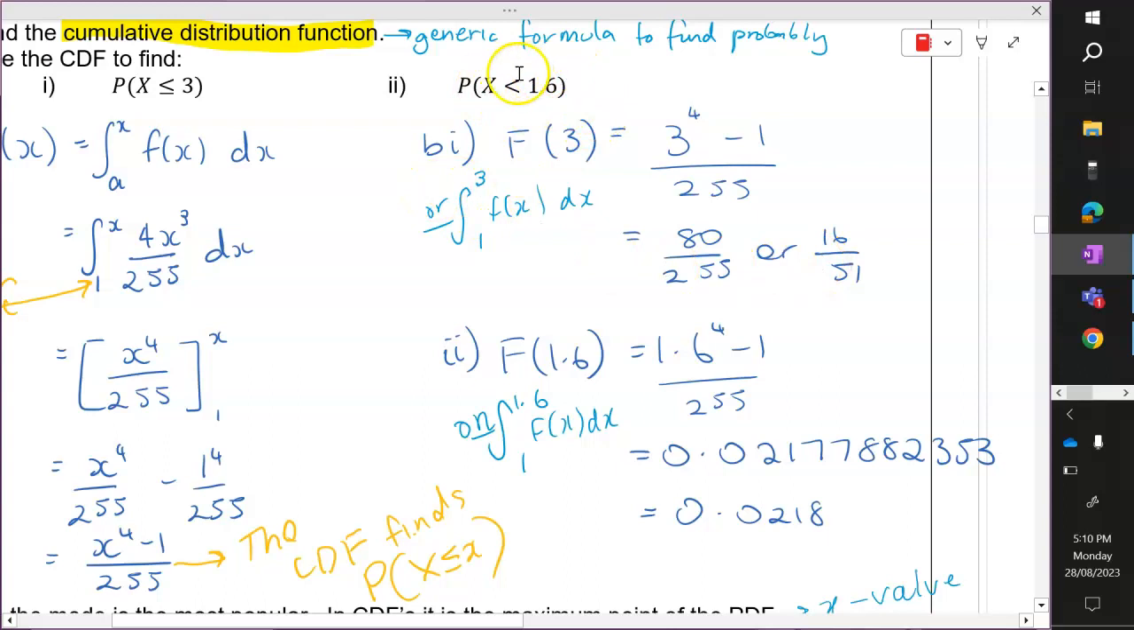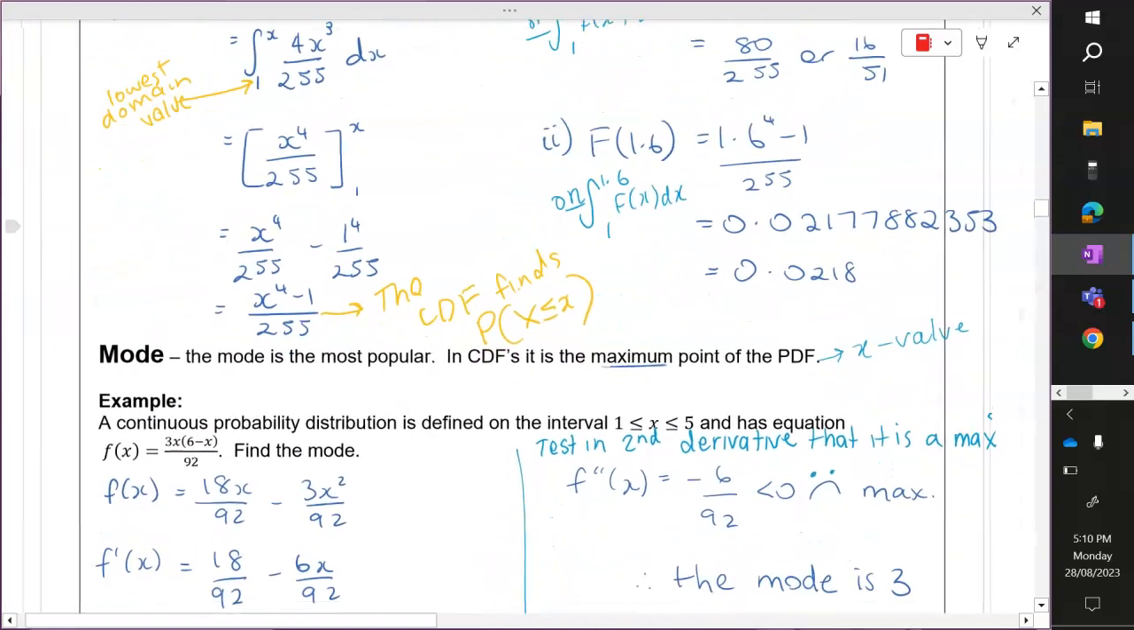For the second one, we're going to pop 1.6 in that first equation for our CDF, and it's going to give us the probability of 0.0218. Okay. Or, using last time's work, you could have integrated your function between 1.6 and 1, and you would have got the same answer. So we haven't really learned anything new. We've just looked at a generic form of an equation there.